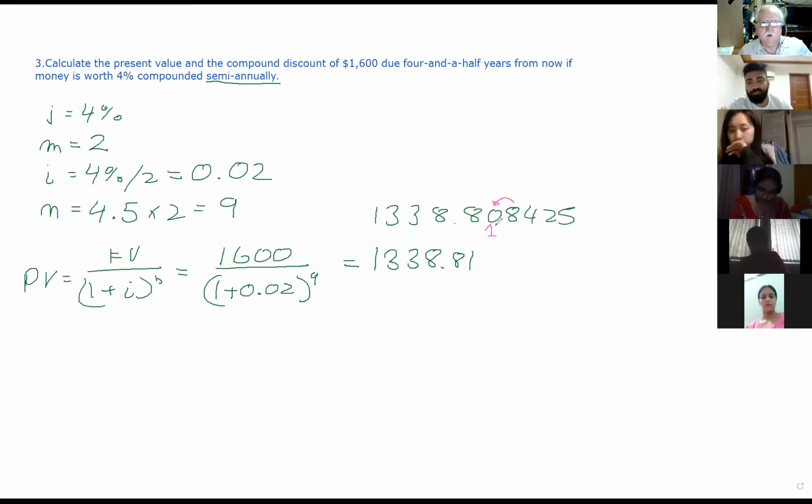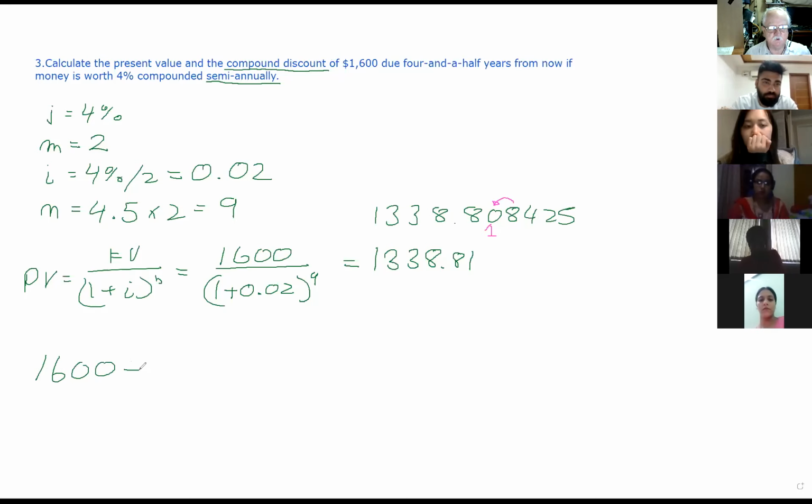Okay. Now, the compound discount is how much money has been discounted. So we'd have to go 1600 minus 1338.81 and see what that's equal to.